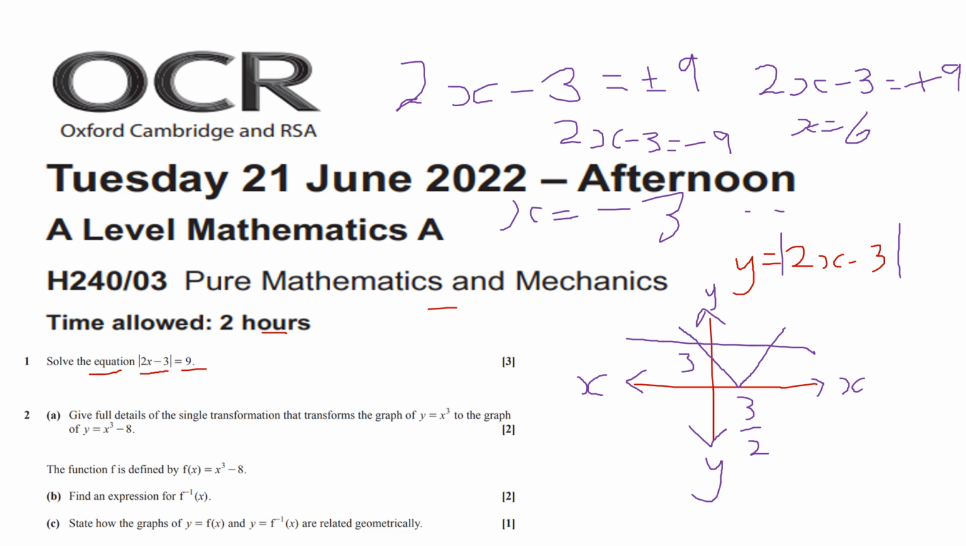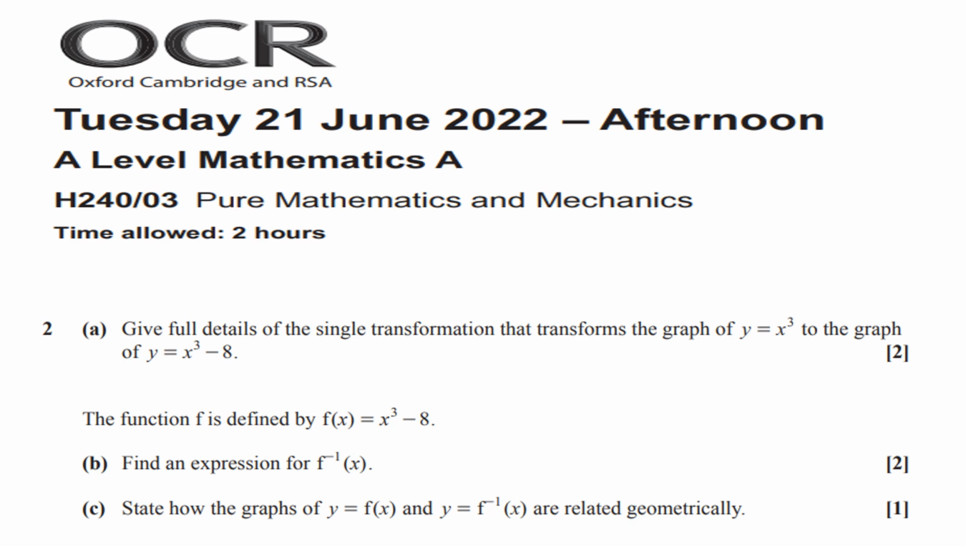What about question 2, guys? Question 2 says give full details of the single transformation that maps the graph y equals x cubed onto the graph y equals x cubed minus 8. There's going to be a translation of 8 units down, so with vector (0, minus 8). So it's going to be a translation. So vector (0, minus 8).